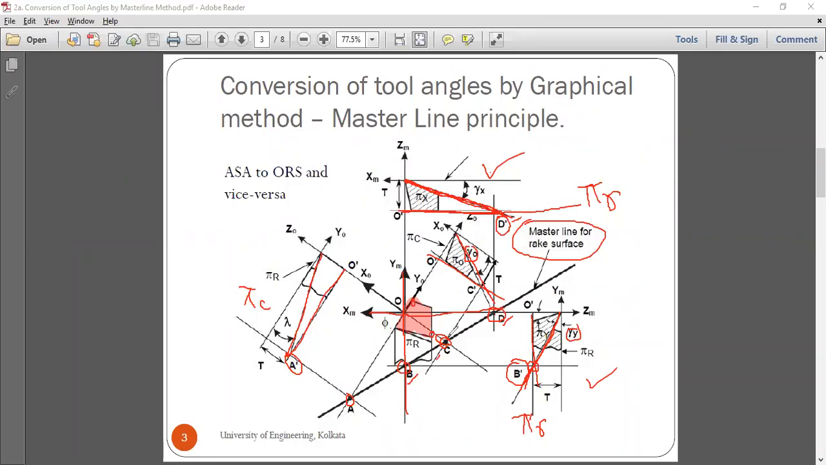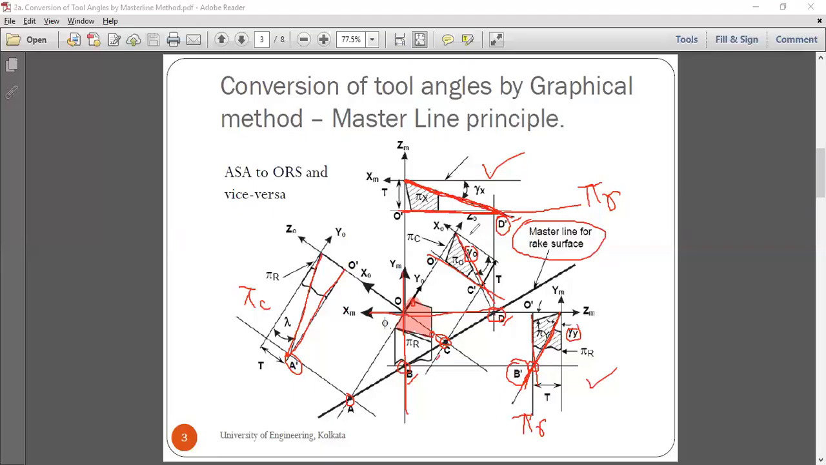Is it clear? Okay. So this is the situation that it will touch the ground. So it will touch the ground along this line, BD line. That line is called the master line for the rake surface. That means the rake surface, if it is extended, it will touch the pi r plane, which is the base plane, the horizontal plane on which the tool is placed. So you will get the line, that is the master line.